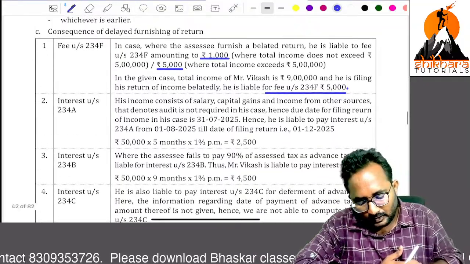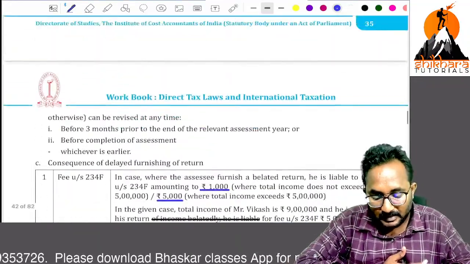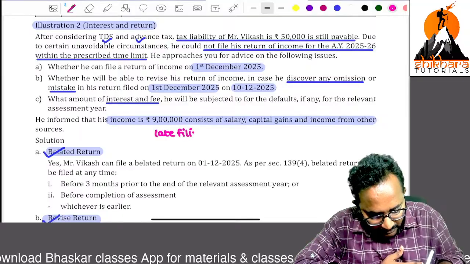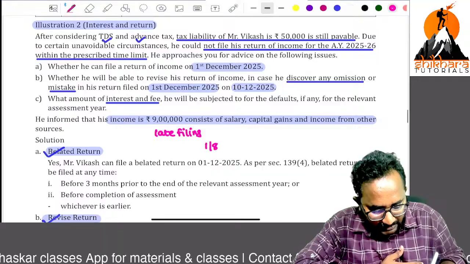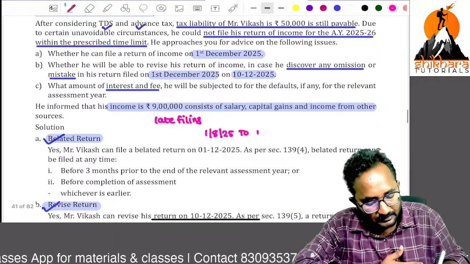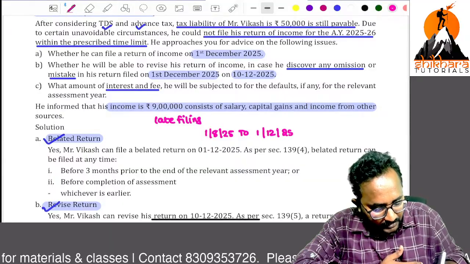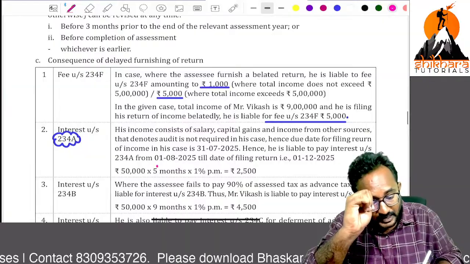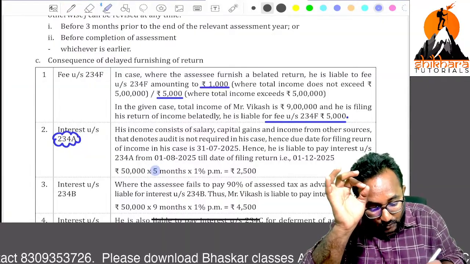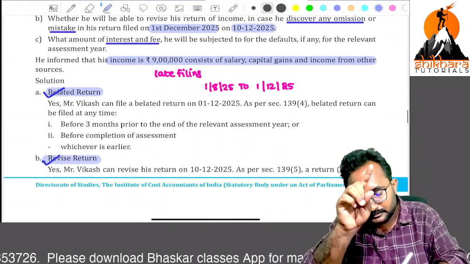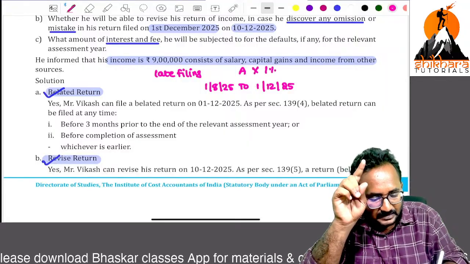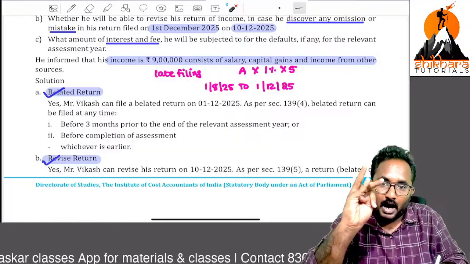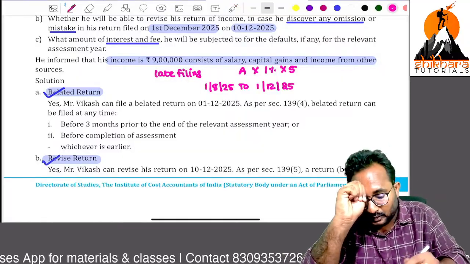Next, we can calculate 234A interest for this question, because it is a late filing. Late filing starts the next day after the due date, that is from 1st August 2025 to 1st December 2025. How many months? August, September, October, November, December: 5 months. December has only 1 day, but we have to consider the whole month, as part of a month counts. The rate is 1% per month or part of a month. Students can get confused here, but in total we have to calculate 5 months.